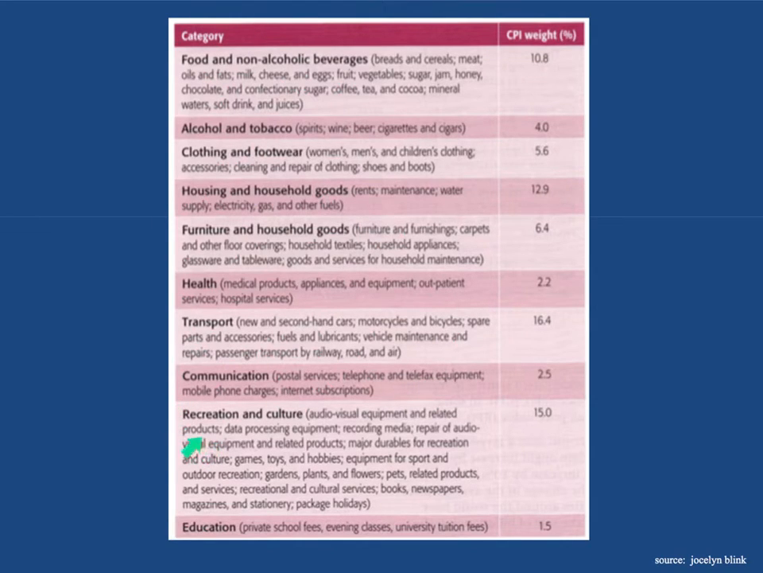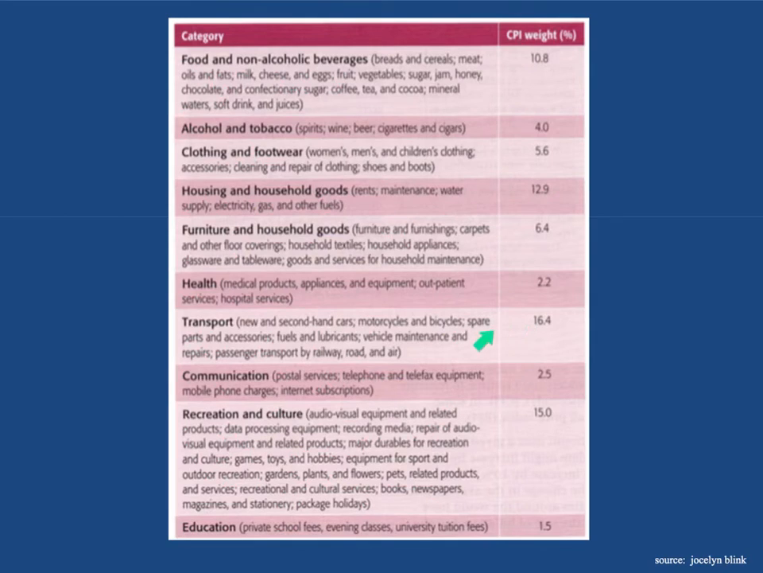And then there's recreation and culture, audiovisual equipment, related products, data processing, recording data, repair of audiovisual stuff, games, toys, hobbies. Look, this is all stuff you would find in most people's homes, of course, right? And then the last thing here is education, private school fees, evening classes, university tuition fees. Okay, and you'll see that each one of these categories is weighted differently.